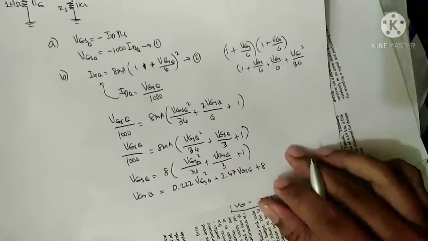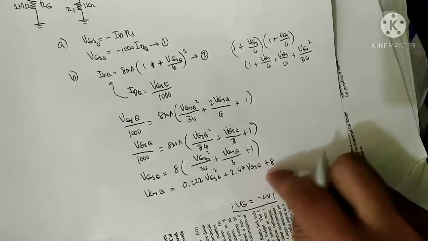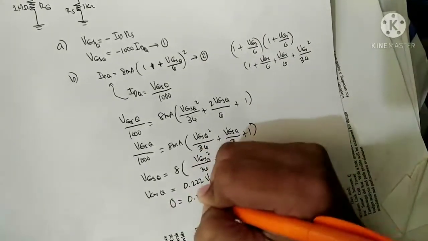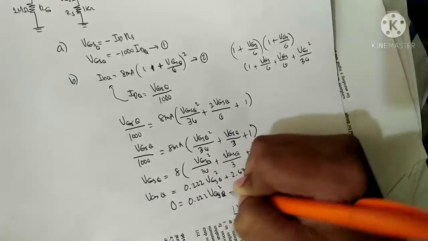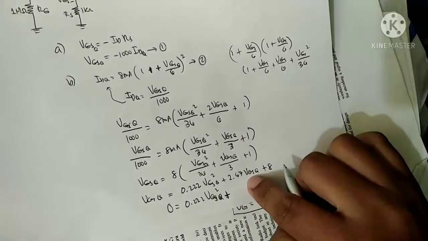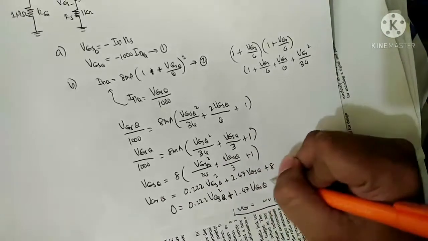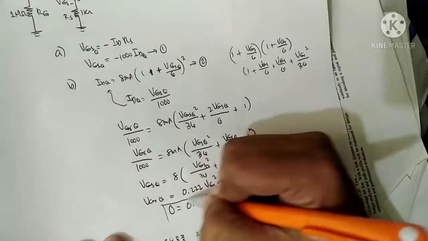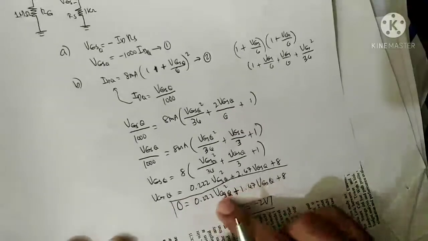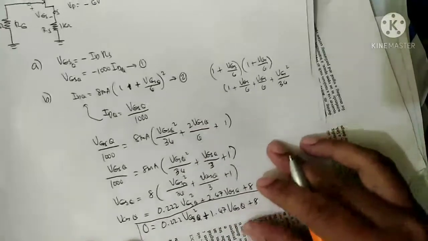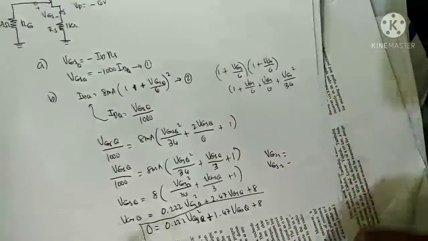And then this term will be transferred to the right side. So 0 is equal to 0.222 VGS squared plus, so I think minus 1, 1.67 VGS plus 8. And then you can use your calculator to find the value of VGS. Since this is quadratic, you're going to have two values, VGS1 and VGS2.